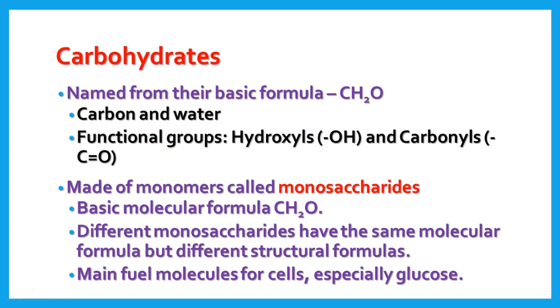The monomers, or the small molecules, the small building blocks of the larger molecules, are called monosaccharides. Mono means one, and the saccharide refers to a sugar. And so the basic molecular formula for a monosaccharide is CH2O. There are some differences between monosaccharides, and there are some that are a little bit different than that, but most of them have the same number of carbons and oxygens and twice as many hydrogens as either one of those. Okay. There are a lot of monosaccharides that have the same molecular formula but different structural formulas. We call those isomers, remember.